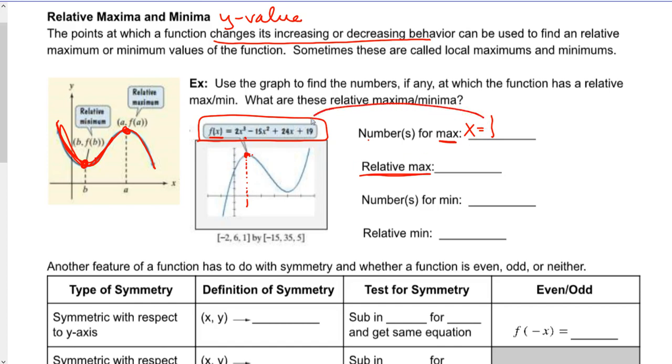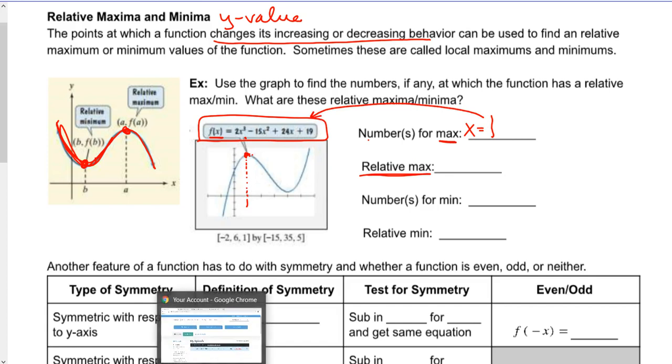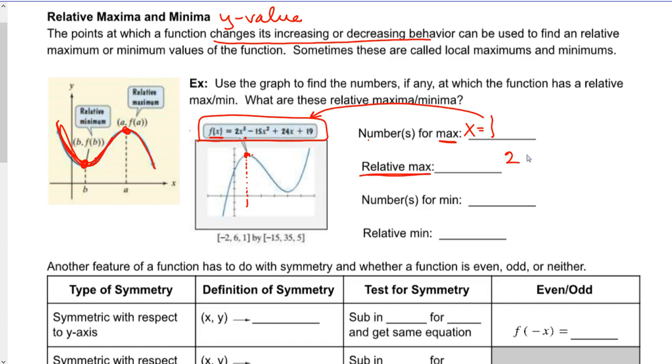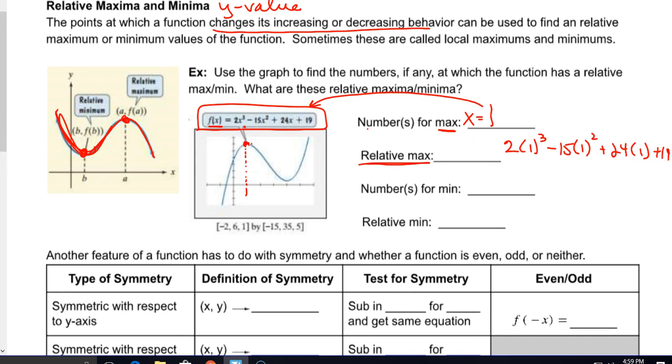So what I need to do is put that x value into that function and figure out what that is. So I need to do 2 times 1 cubed minus 15 times 1 squared plus 24 times 1 plus 19. With 1, that's very nice because 1 cubed, 1 squared, and anything times 1 is going to be itself. So this is a 2 minus a 15 plus 24 plus 19. And when you do that, the value that you get is 30. That's where the max is going to occur, at y equaling 30 when x equals 1.